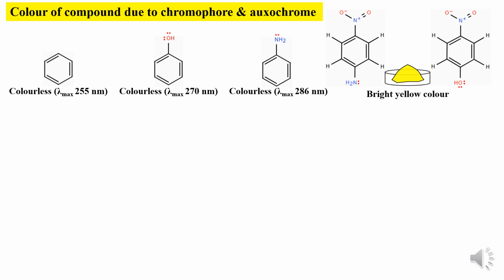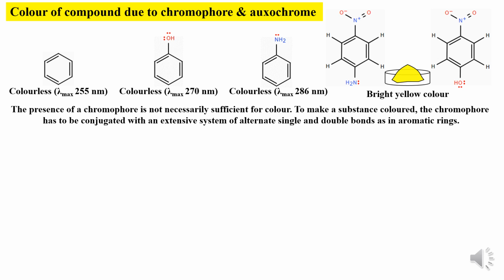So you cannot just take it for granted that because a chromophore is present, the compound should be colored. Or just because the auxochrome is linked to the chromophore in the molecule, the compound has to be colored. It doesn't work that way. It all depends on the extension of conjugation. The more the conjugation, the more the absorption is shifted towards longer wavelength, leading to a bathochromic shift, and that results in the compound being colored.